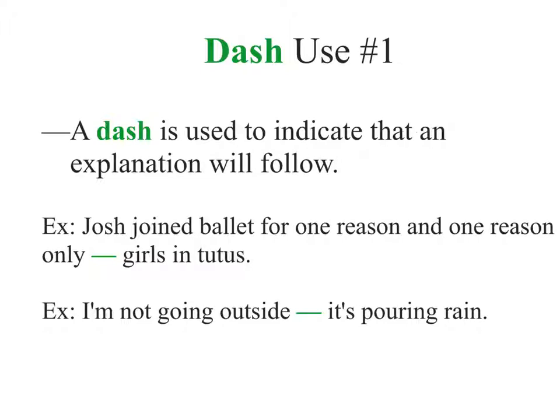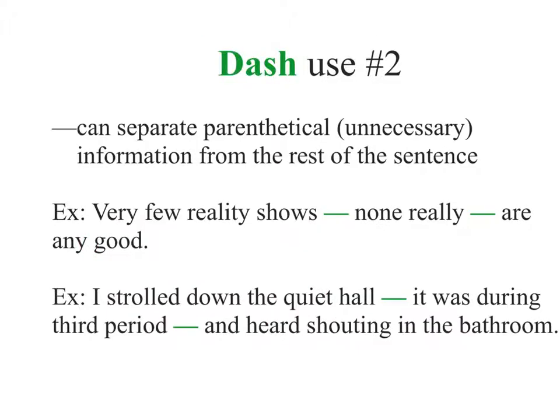For example, take a look at the first sentence. Josh joined ballet for one reason and one reason only: girls in tutus. The dash is just a more dramatic, emphatic punctuation mark. Next example, I'm not going outside, it's pouring rain. Now you could use a lot of different things here. You could use a semicolon here and that would work. You could just have two separate sentences, that would work. But the dash just adds a bit of drama to the way it looks on the page.